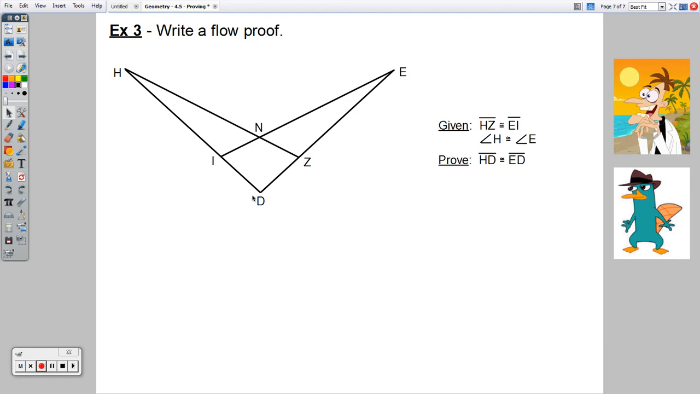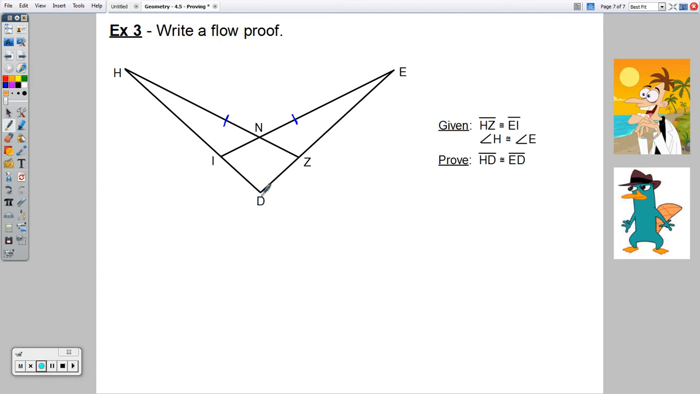So HD, ED, and I'm told, let me write down what I'm told here on the picture. HZ is congruent to EI. That'd be this whole segment here. So I'm going to put an arc or a tick mark in the middle of that segment. I'm going to put a tick mark in the middle of the segment that it matches up with, EI.